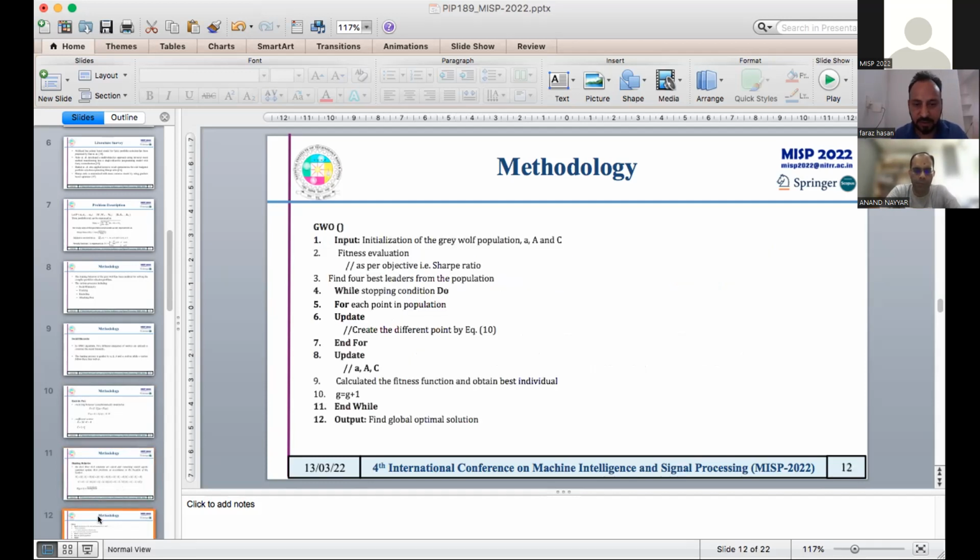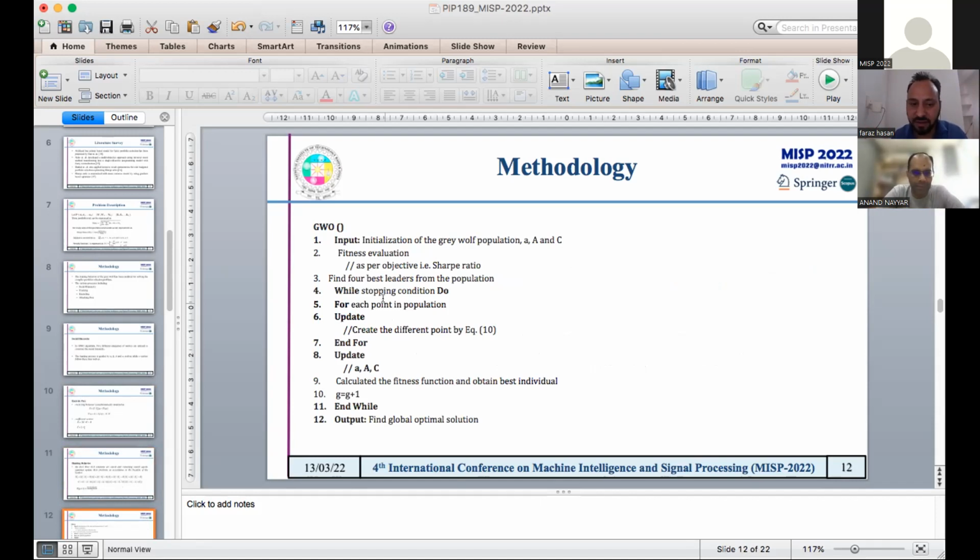This is the hunting behavior, and here, sir, I added the suggestions of Anand sir. I added the GWO algorithm in this particular presentation. Initially, in the input, we initialize the gray wolf population, small a, capital A, and C. In the second step, we evaluate the fitness function for the Sharpe ratio.